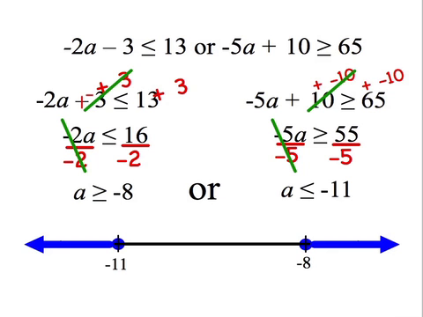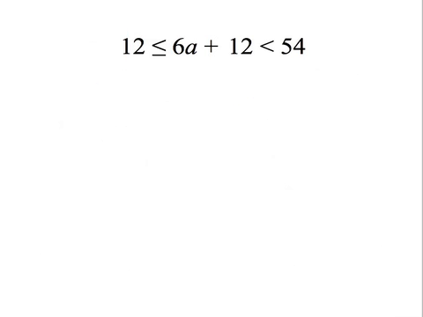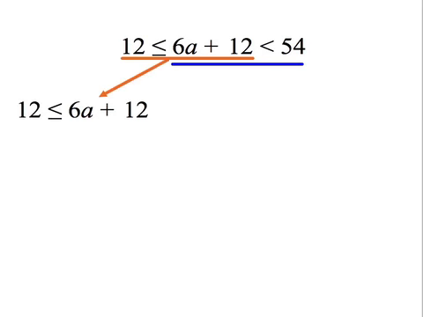Here's a compound inequality that involves the word and. Of course, we didn't need to write the word and because we can write it in this special form. But it needs to be separated like this. The middle part of this compound inequality, the 6a plus 12, applies to both parts of the compound inequality. So we separate them as shown.